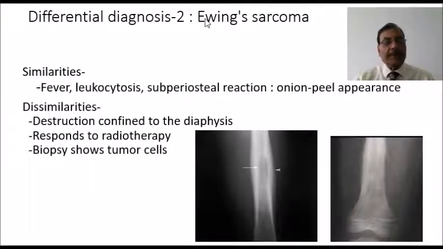Another could be Ewing's sarcoma. Similarities are fever in both, leukocytosis in both, and subperiosteal reaction in both, in the form of onion peel appearance in the case of Ewing sarcoma, but there are some dissimilarities. Ewing sarcoma is confined to the diaphysis. It does not affect the metaphysis most of the time, and it responds to radiotherapy. If you do a biopsy, it shows tumor cells, whereas acute osteomyelitis will not show tumor cells.